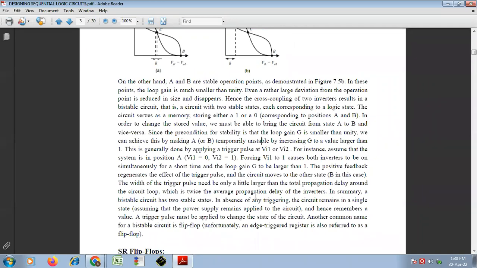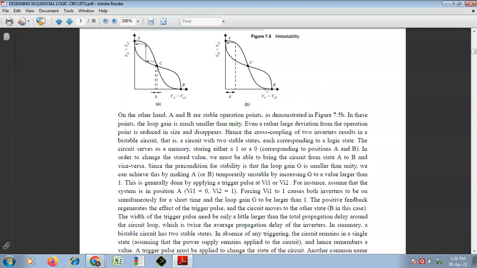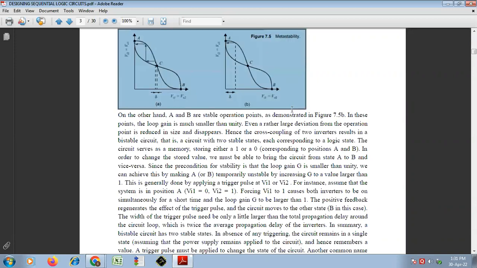Loop gain should be smaller than unity. It's a condition that shows the circuit is stable. Now this condition is violated at point C, but at points A and B, this condition is fulfilled because at points A and B, loop gain is smaller than unity. That means these two points are the stable ones. Only C is unstable. Now, how to make these points unstable? You have to increase the gain more than unity, and only then will these two points become unstable.